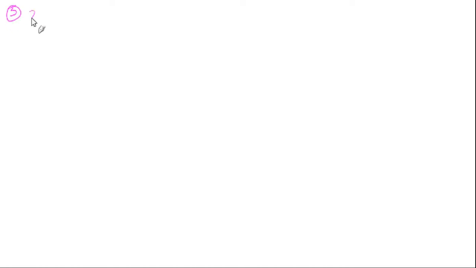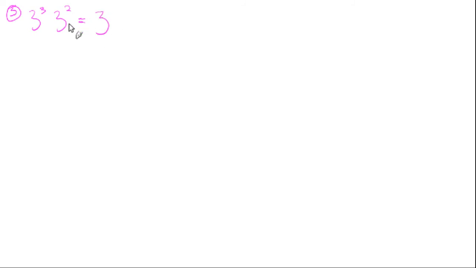Starting with number 3. We could just take 3 to the third and 3 squared, and 3 to the third would be 27, and 3 squared would be 9. We could just multiply them together, and we could find what we want, but we do want to start understanding and practicing those properties of exponents.